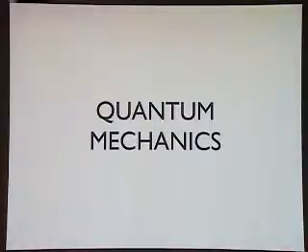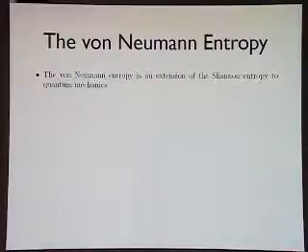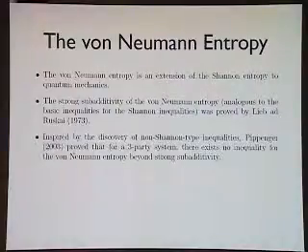Okay, finally, I would like to say something about quantum mechanics, which I know very little about. Now, the von Neumann entropy is an extension of the Shannon entropy to quantum mechanics. The strong subadditivity of the von Neumann entropy, which is analogous to the basic inequalities for the Shannon entropy, or equivalently the polymatroid axioms, was proved a long time ago by Lieb and Ruskai. That was back in 1973. And inspired by the discovery of non-Shannon-type inequalities, Pippenger, who first looked into this problem, came back to the problem and proved that for a three-party system, there exists no inequality for the von Neumann entropy beyond strong subadditivity. So for three systems, you don't have anything abnormal.